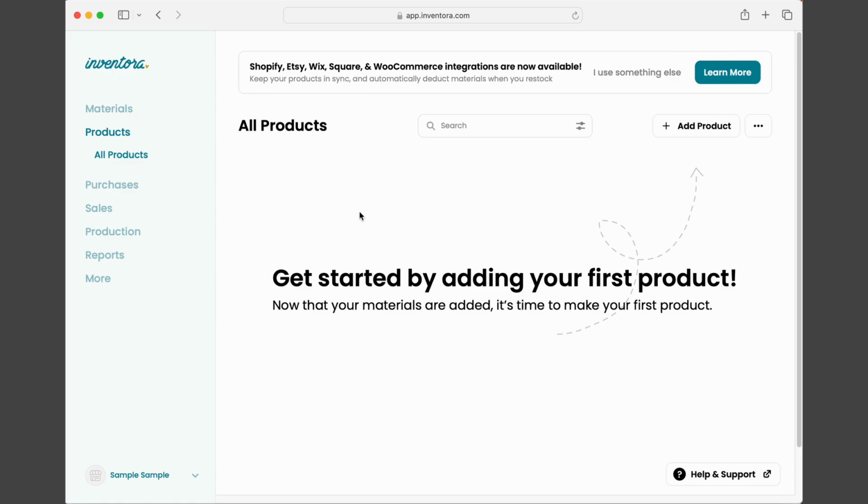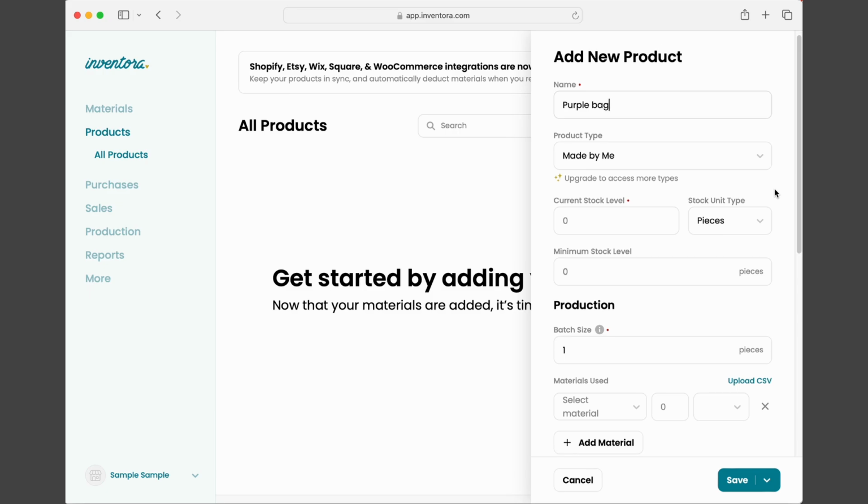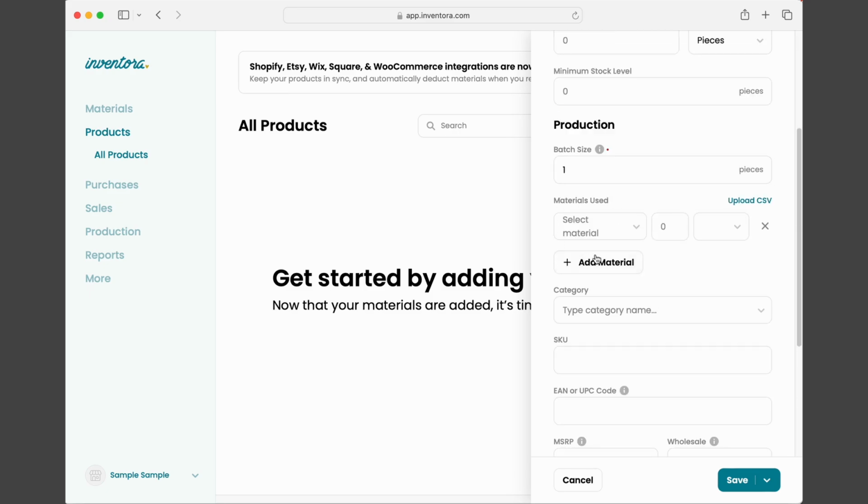So here we are in Inventora. I've got my materials in here, but I want to add my first product. And I'm going to call this purple bag. This is a purple bag that I make, and I want to see exactly how much it's costing me to make this bag. So the thing I want to go down to first is select material.